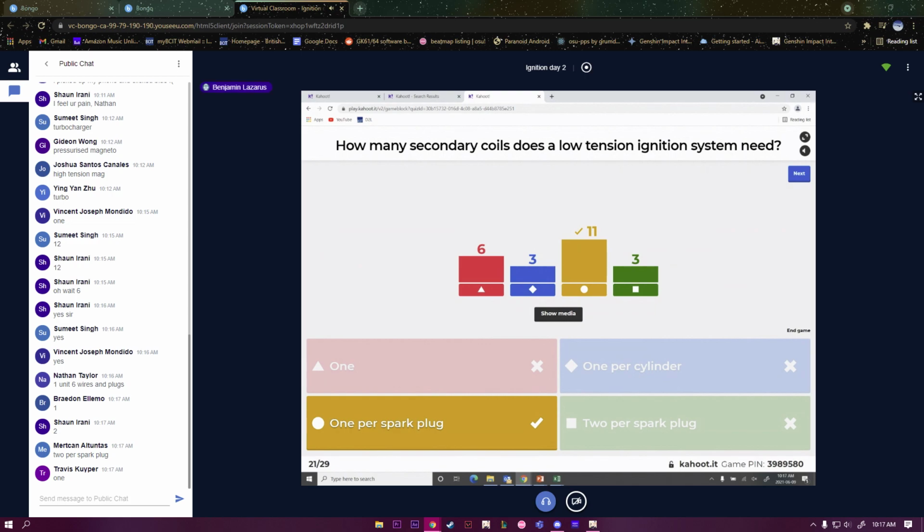Not 2 per spark plug. 2 total, 1 per magneto. A high tension system needs 1 per magneto. Is that what you're trying to say there, Braden and Travis? All right, 1 per magneto, 2 per engine. So keep that in mind. Yeah, 1 in each circuit and 2 for the engine.